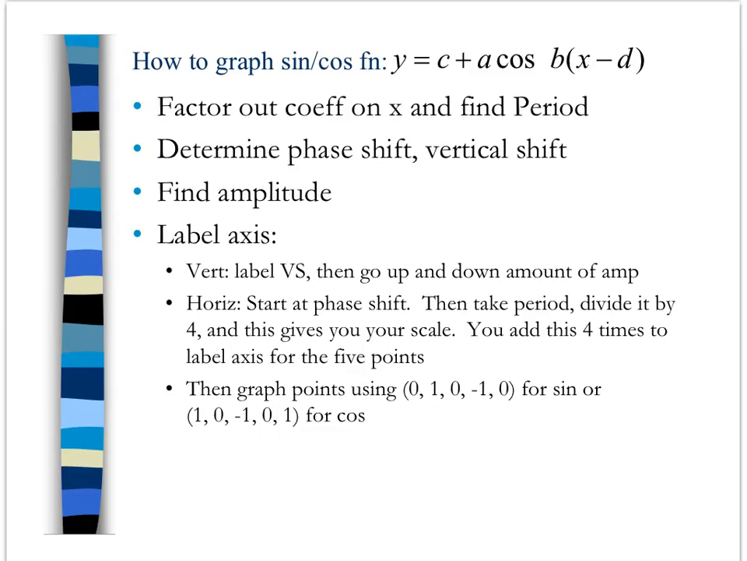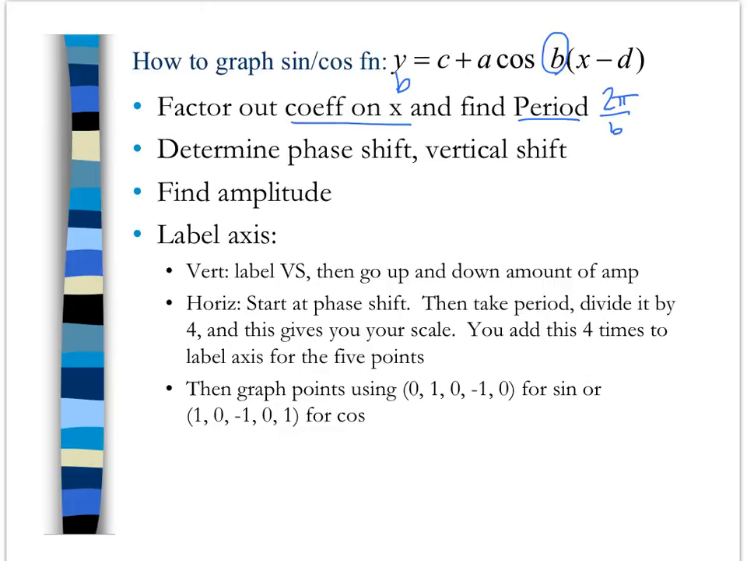Alright, now let's talk graphing. Whew, this was a huge chapter. When we graph our functions, there's several things to look for. First of all, we have to factor out the coefficient on x, which is the b value. If the b value is already factored out, great. If it's not, we have to factor it out. And to find the period, we're going to do 2 pi divided by b. This is true for sine, cosine, secant, and cosecant graphs.